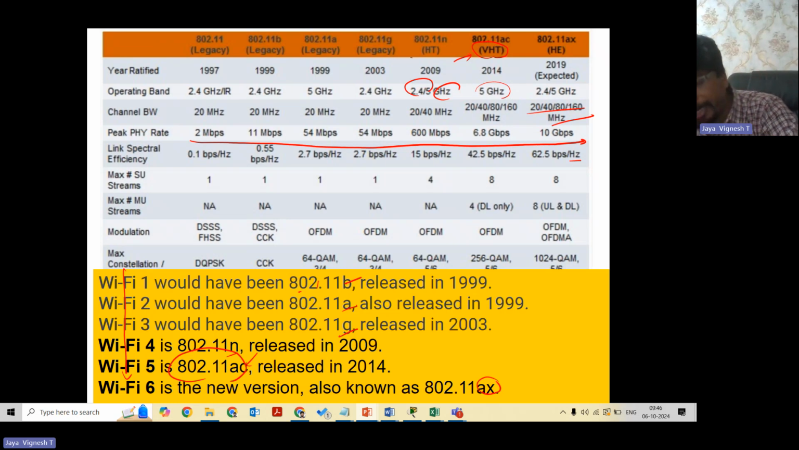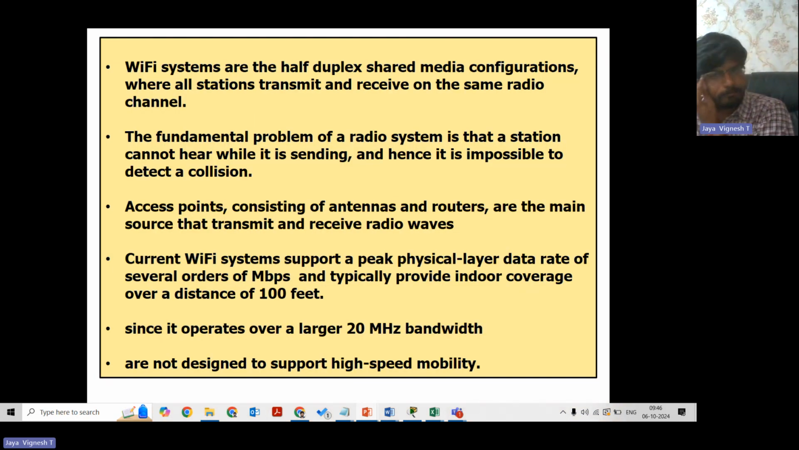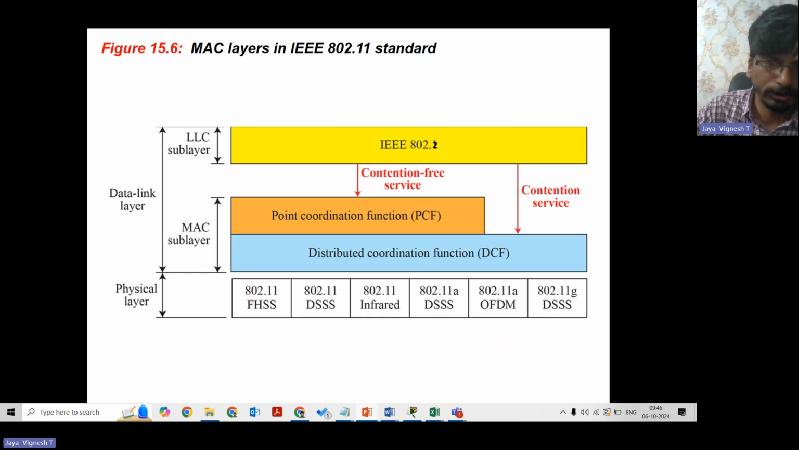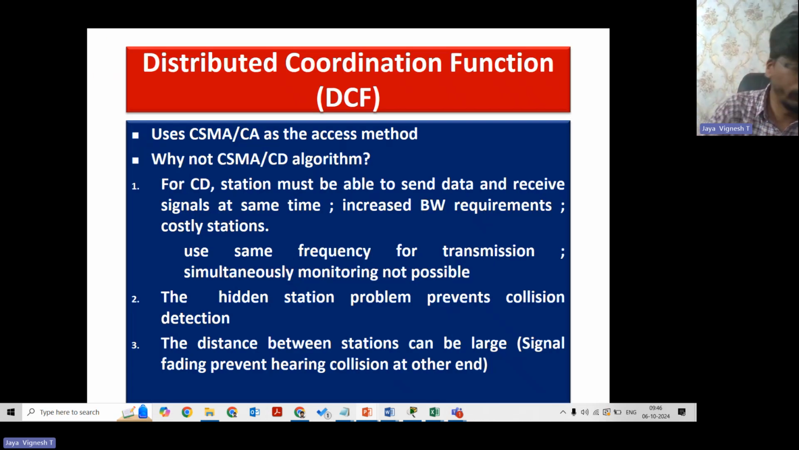But the one aspect we are focusing on is the MAC aspect, which is kind of a half duplex channel, where we cannot simultaneously transmit and receive on the same radio channel. So the CA mechanism is something that is used by the station. Let me not get into all these ideas. We said that collision detection might not work on the same frequency, where simultaneous monitoring is not possible, and at the same time signal fading could prevent hearing a collision by the distant station. So despite these CSMA/CA strategies that we have, there is a problem called the hidden station problem.